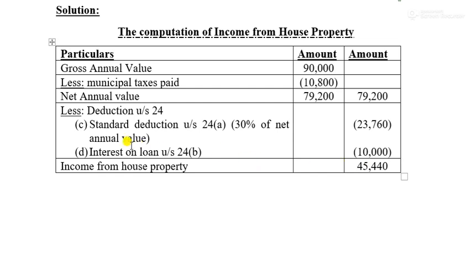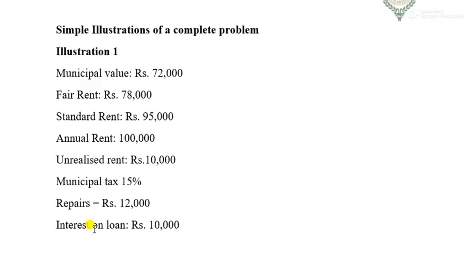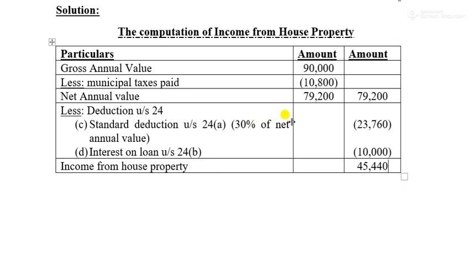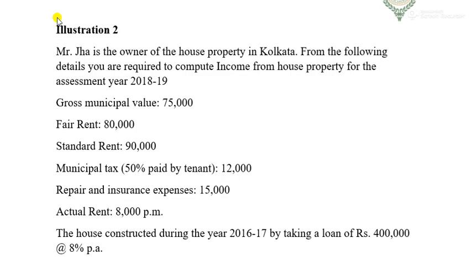Now even if my expenses on repairs was 45,000, although it is 12,000 in the problem, but even if it was 45,000, then also I would not be allowed a deduction of 45,000. I would only be allowed deduction of 23,760 because it is equivalent to 30%. Simple. So that was a simple sum, and based on that illustration which I have done just now, do this homework.